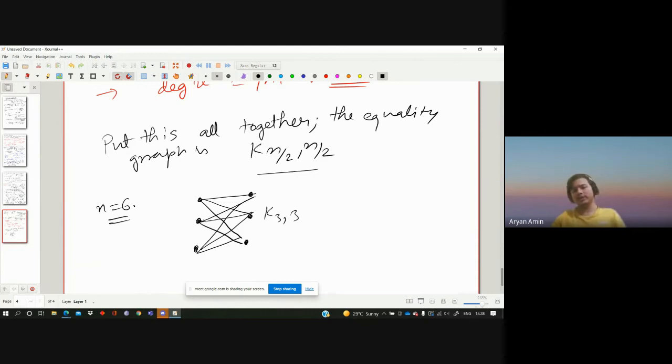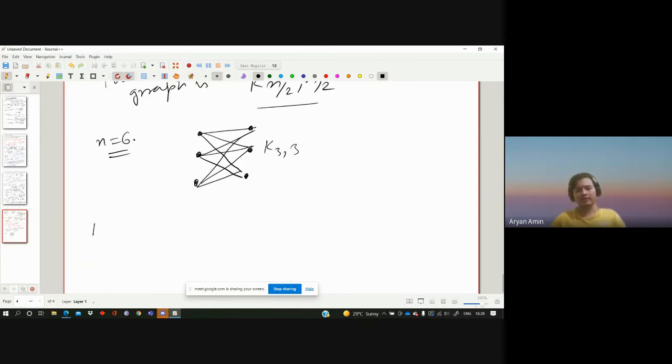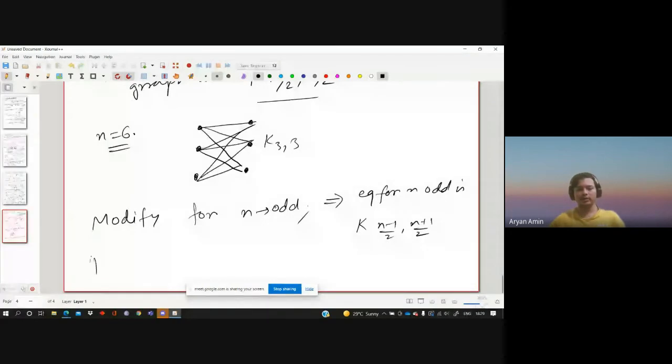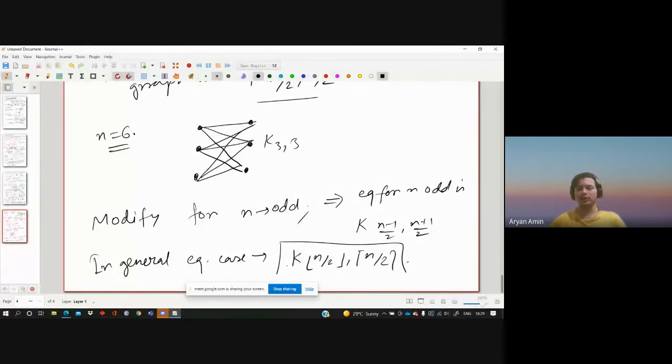You can modify this argument for n odd, and I'll just leave the equality for that. It turns out that the equality case for n odd is K_{(n-1)/2,(n+1)/2}. So in general, the equality case is K_{floor(n/2),ceil(n/2)}. This is the equality structure in general for a triangle-free graph having the maximal number of edges.